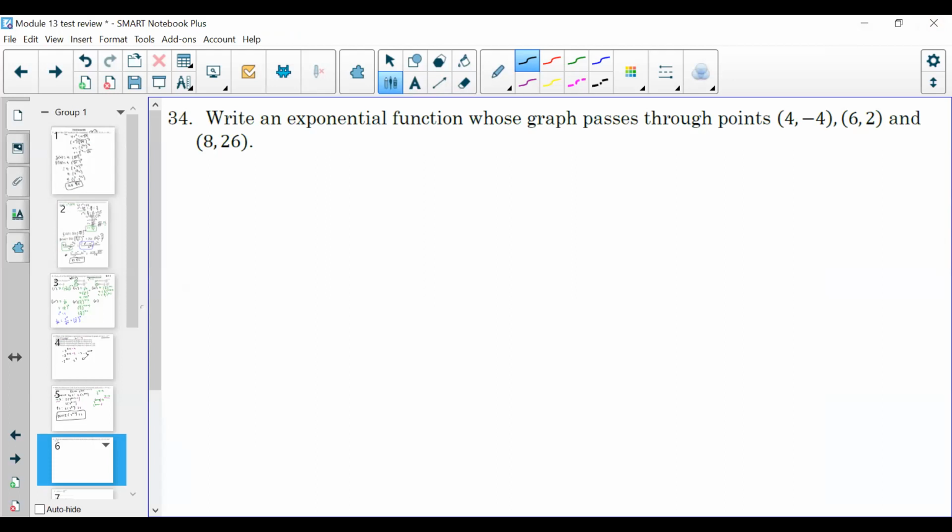So this is one of those problems where I want to solve for the exponential function f of x equals a times some b to the x power, all plus k. So I need to solve for a, b, and k, 3 unknowns, and that's why I'm given 3 equations, because I need to solve for all 3. If you have 3 unknowns, you need 3 equations.